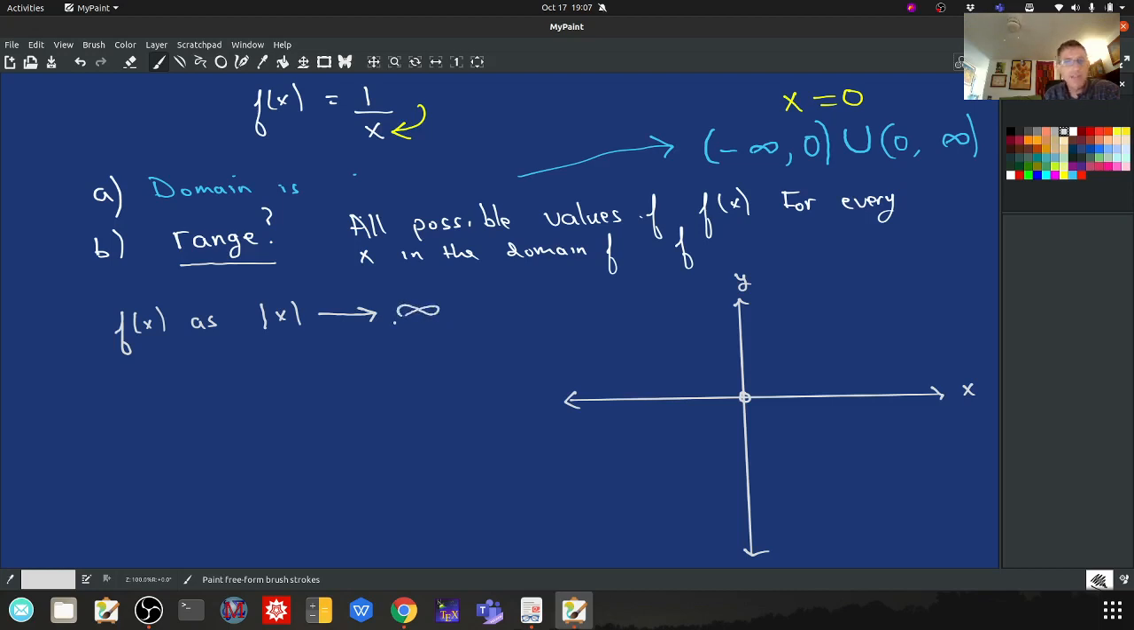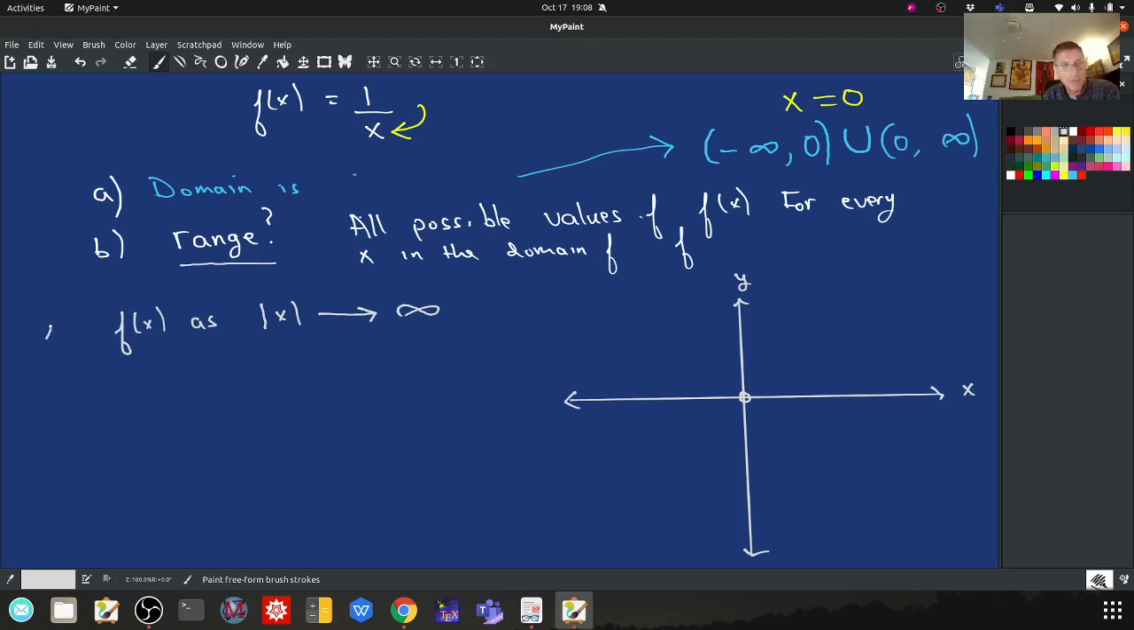And basically what we're asking here is, let's just consider large values of x, which can be positive or large negative values of x. What happens to the output of the function, which is f of x, as those values get really, really large, either in the positive direction or in the negative direction? And to encapsulate both of those, we just talk about the absolute value of x. So what happens to f of x as the absolute value of x gets larger and larger?